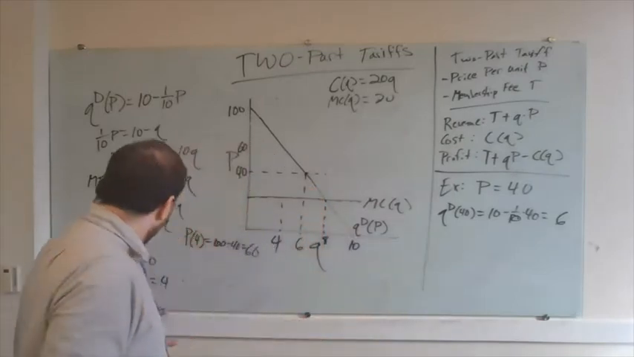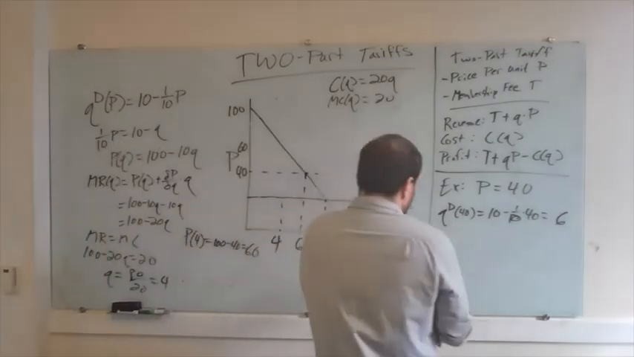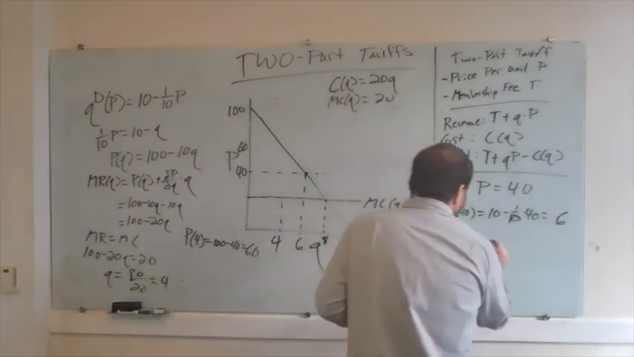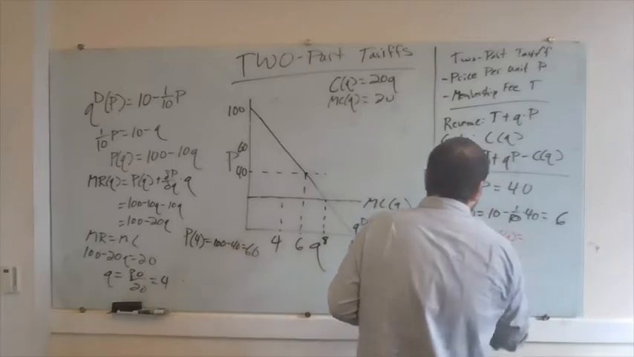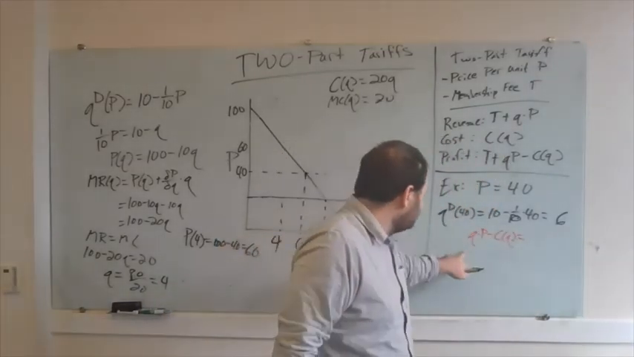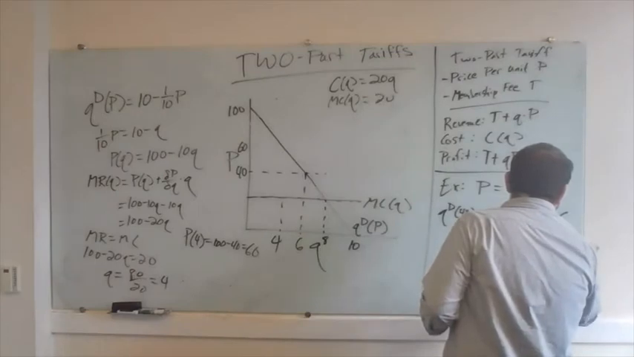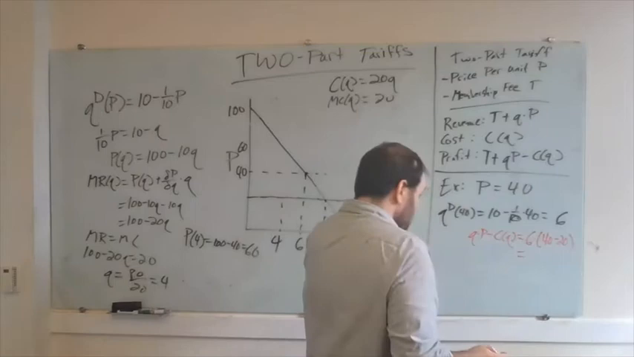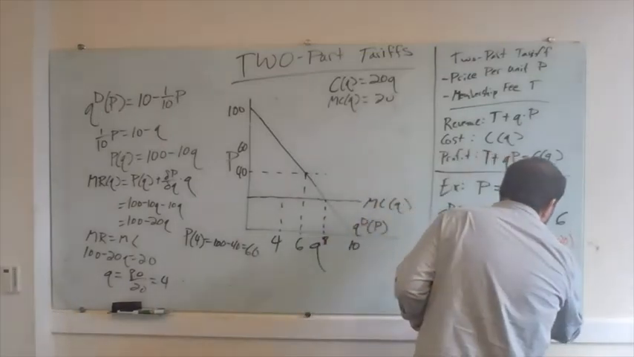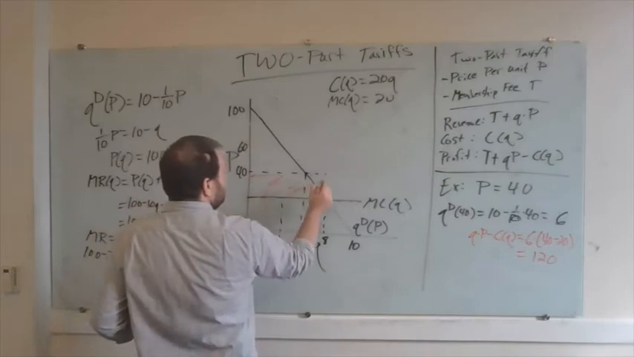And I would make money off of those 6 classes, off of my price. So QP minus C of Q would be 6 times 40 minus 20, which is going to be $120. In other words, this area of profit here is going to be $120.